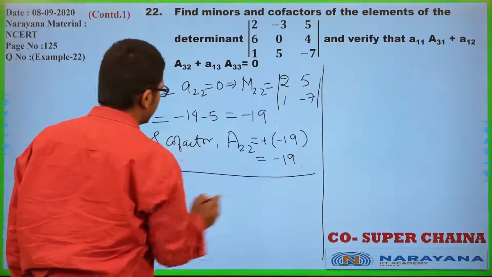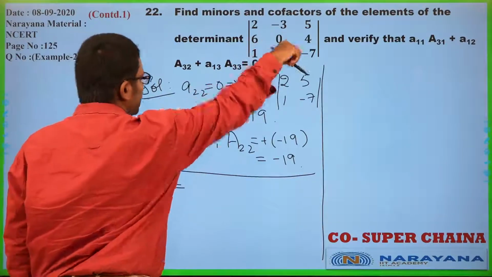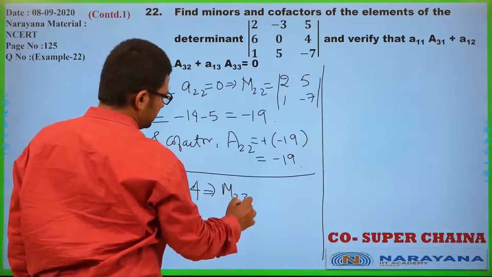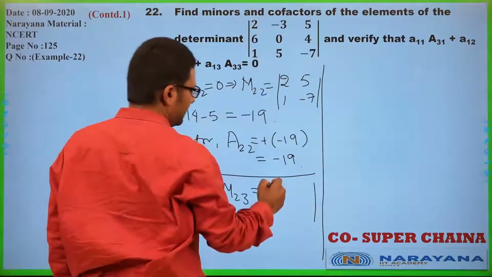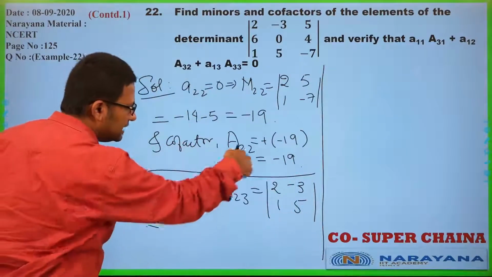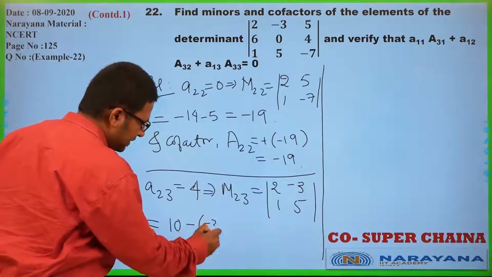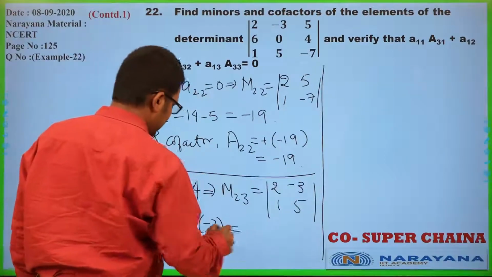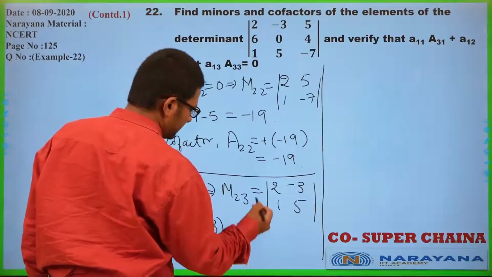Okay, then A23 is the element 4, right? Which means M23 is the determinant, leave that row, that column. So 2 minus 3, 1, 5, right? So that is 10 minus minus 3. How? By multiplying the diagonal terms, which is diagonally opposite terms. So 10 plus 3, 13, right?